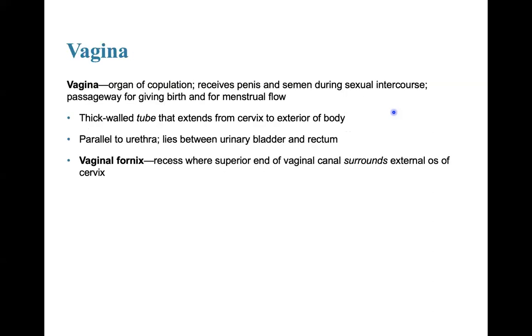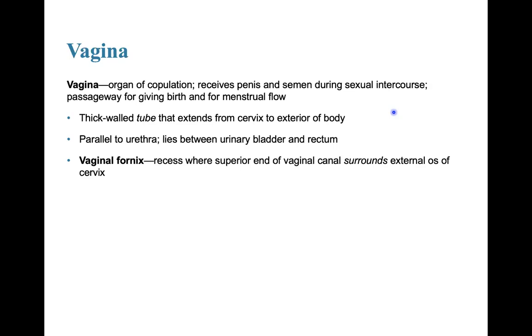The vaginal tract is the organ of copulation. It receives the penis and semen during sexual intercourse. It is the passageway for giving birth and also for menstrual flow. It is a thick-walled tube that extends from the cervix to the exterior of the body. It is parallel to the urethra, and it lies between the urinary bladder and the rectum.